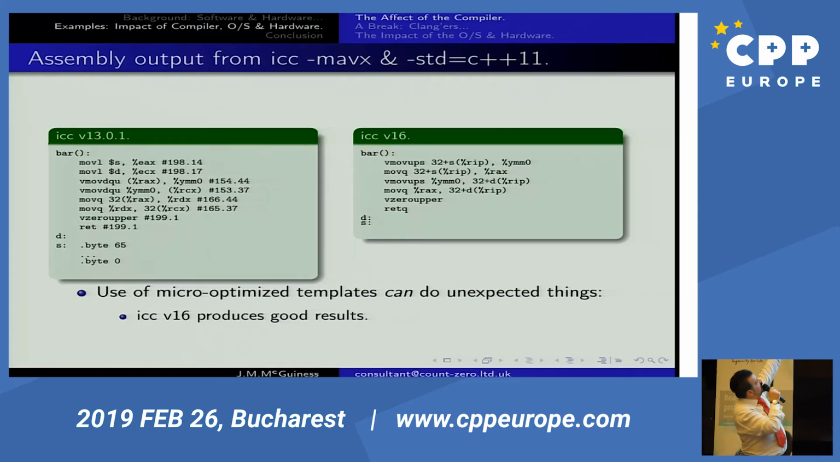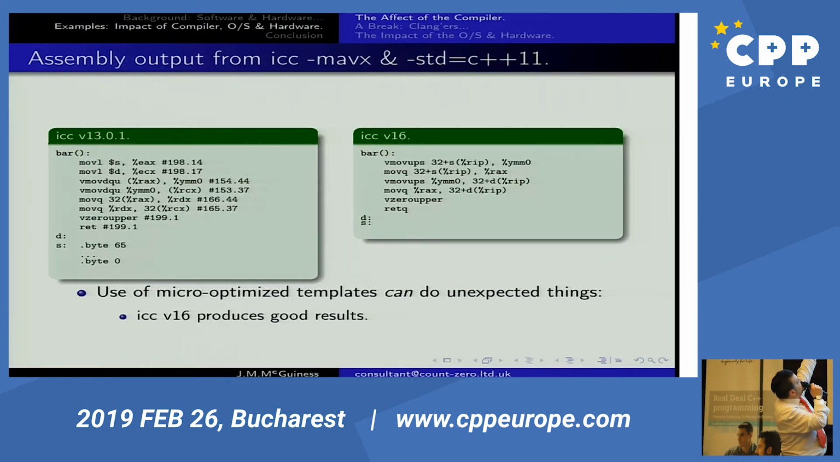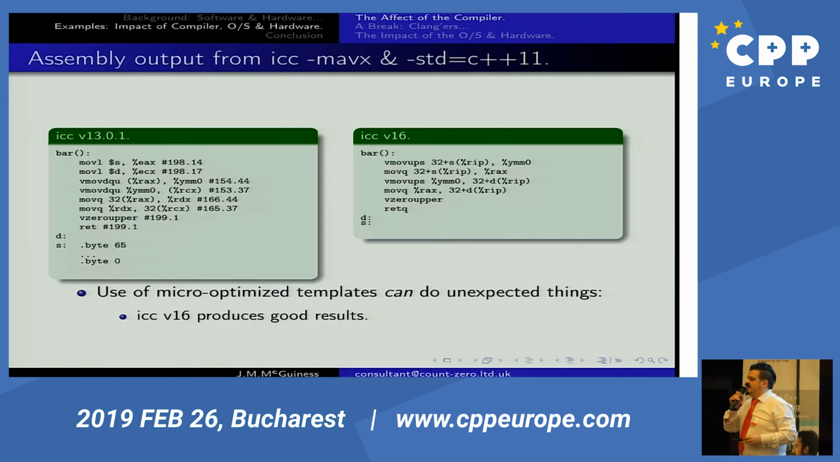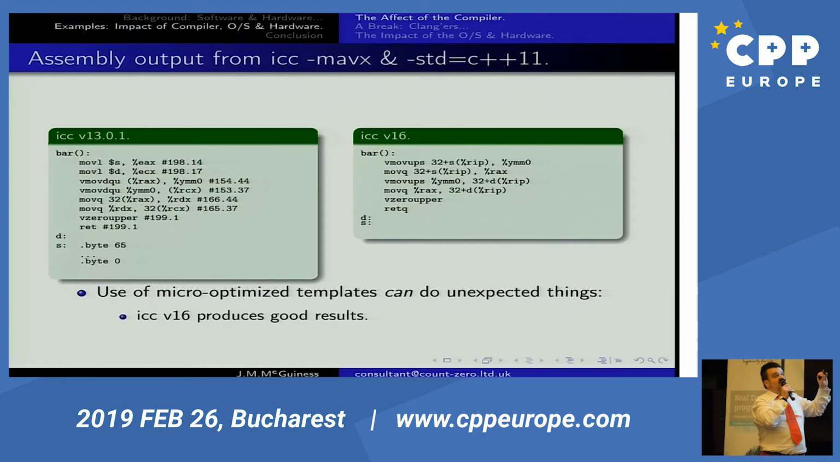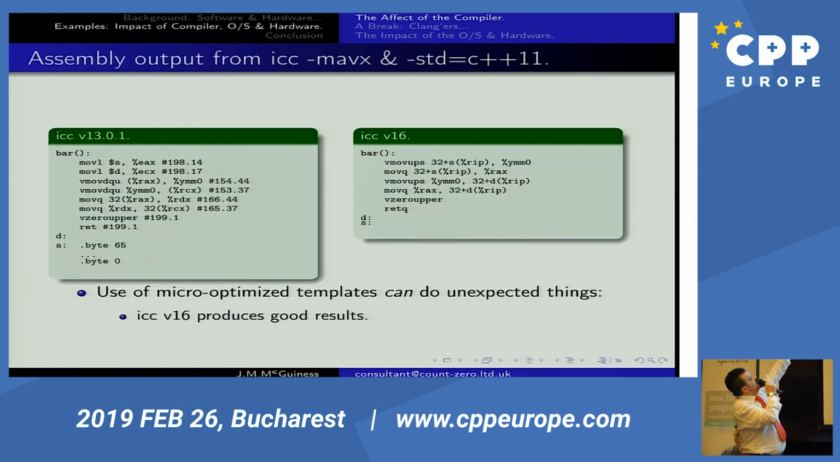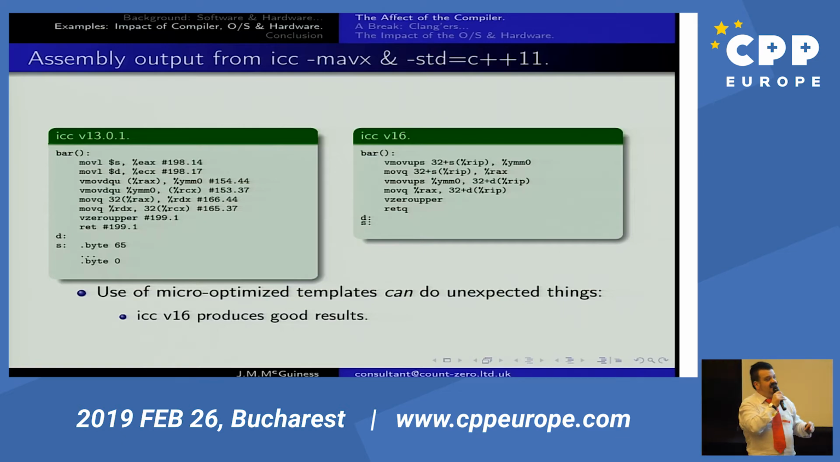We can see that ICC 13 has a rather slow, apparently, looking set of movQs and movLs, because it's actually broken up the instructions that I was supposed to emit. The optimizer has changed it into separate instructions because it thinks it can run two movLs at the same time. And what it can do is use the movDQs, the VEX instructions, but the movQs can then be scheduled immediately after to hide latencies.